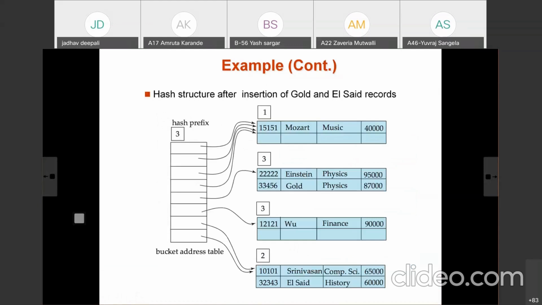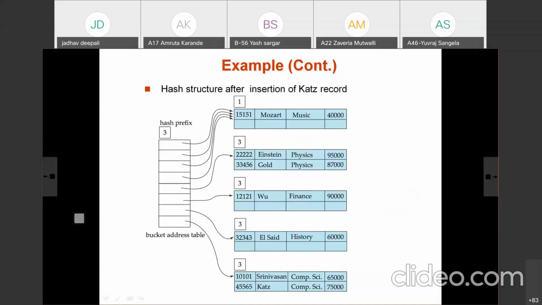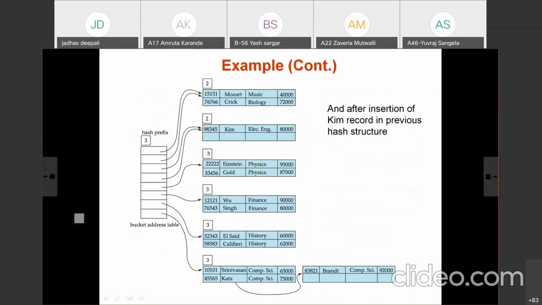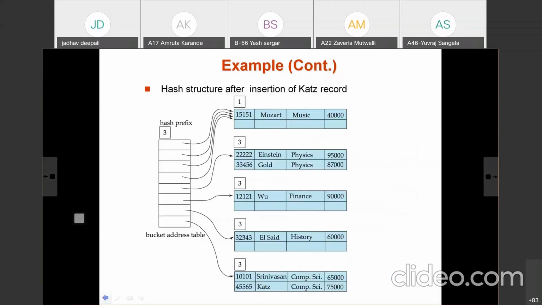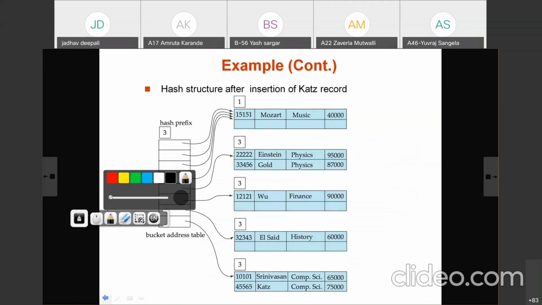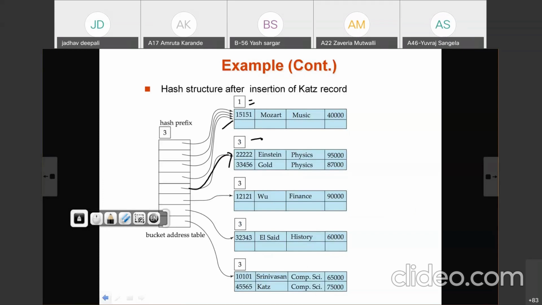Now the next record, how is it inserted? The next record is computer science again. You can observe here, it is inserted here. A new bucket is added here. All these 4 pointers, one pointer points here. It is 3, 3, 3. One more bucket is inserted. Here you can observe that.